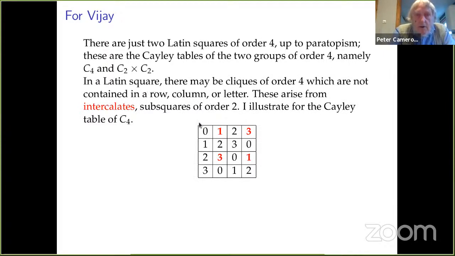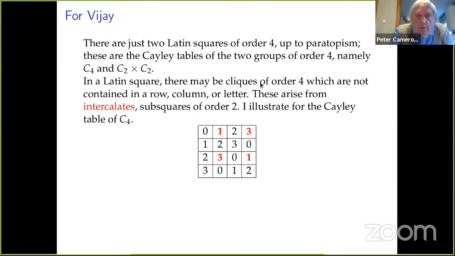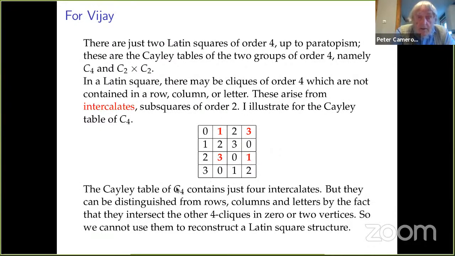In a Latin square, you have cliques corresponding to the rows, cliques corresponding to the columns, and cliques corresponding to the letters. But you can also have cliques of size 4, and these come from things called intercalates, which are 2x2 subsquares. I've highlighted an intercalate in red here. In these 4 positions, they use 2 rows and 2 columns, and they have just 2 symbols in them. So there is an intercalate in the Cayley table of the cyclic group. It's easy to see that the cyclic group has only 4 intercalates. That's the one I've highlighted. You can move it one place left, one place down, or do both. So there are just 4 intercalates. They're pairwise disjoint, and they meet all the rows, columns, and letters in 2 structures.